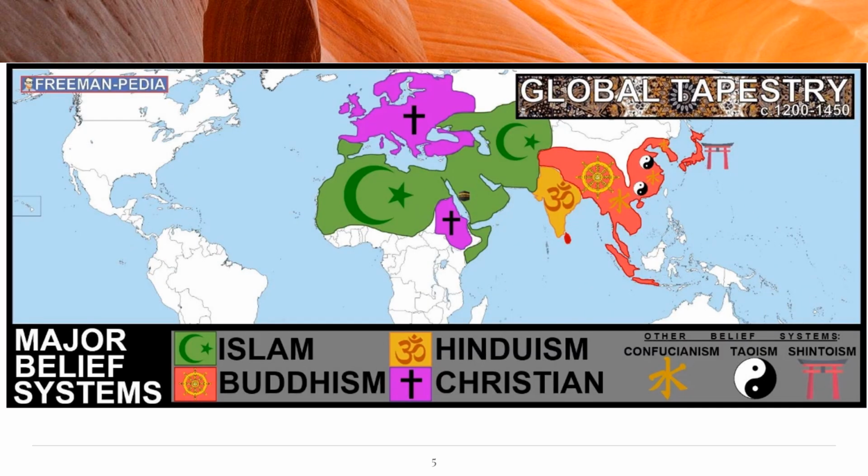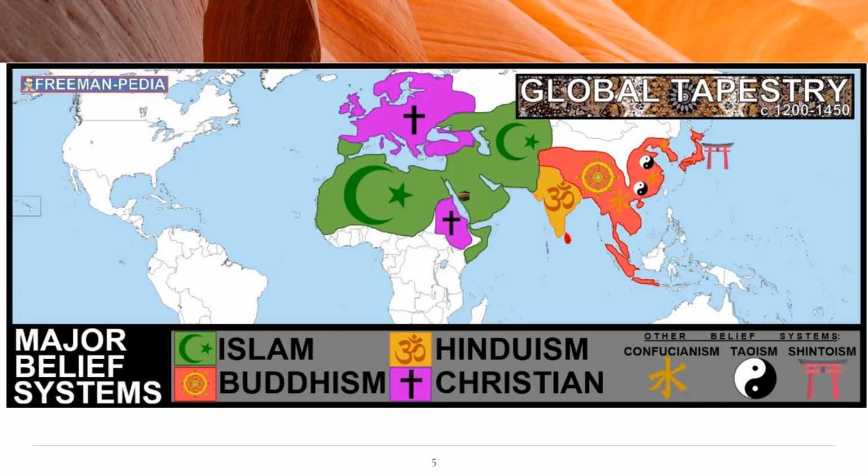And this is a map that shows the location and extent of the major religions that are brought up at this time. Islam is going to be here in the green. Buddhism is going to be over here in East Asia and Southeast Asia, a little bit of Central Asia. And then we've got Hinduism in the subcontinent of South Asia. And then, of course, Christianity throughout Europe and down into what will become Ethiopia.